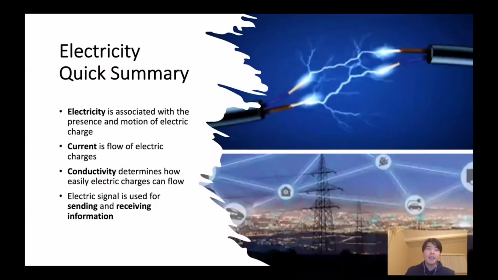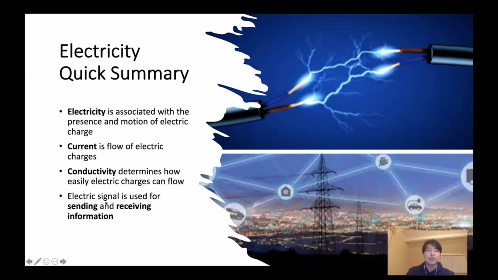So a quick summary. Electricity is associated with the presence and motion of electric charge, usually motion of electrons, but not limited to electrons. Current is the flow of electric charge. And the reason why, oh, never mind, we'll get to that. Now, conductivity, we also mentioned. Conductivity determines how easily electricity or electric charges can flow. We said conductive materials can flow easily, and insulators or non-conductive materials don't let electrons flow easily. And semiconductive is like semi, like middle, depending on situations you can control.